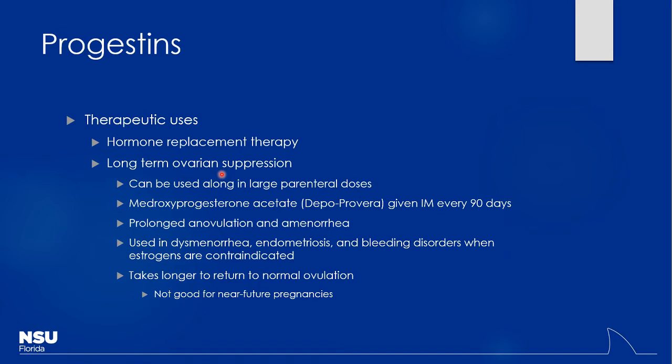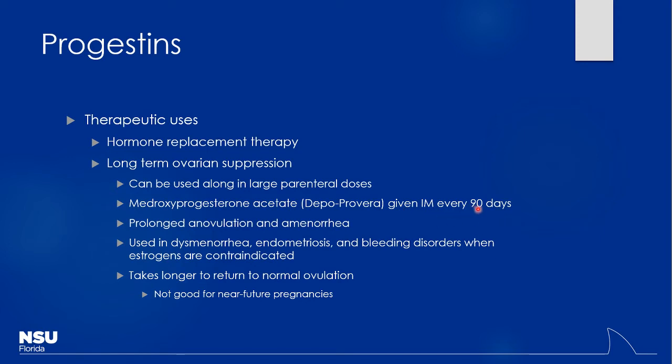There are some different dosage forms we can use here. A good example would be medroxyprogesterone acetate, or Depo-Provera. Has anyone ever heard of a Depo shot? I've mentioned it before, but I'm sure people have heard about getting their Depo shot. This is a form of ovarian suppression, or you can use it as birth control, where an IM shot is given. It's an insoluble form that sits in the muscle and slowly releases into the bloodstream.